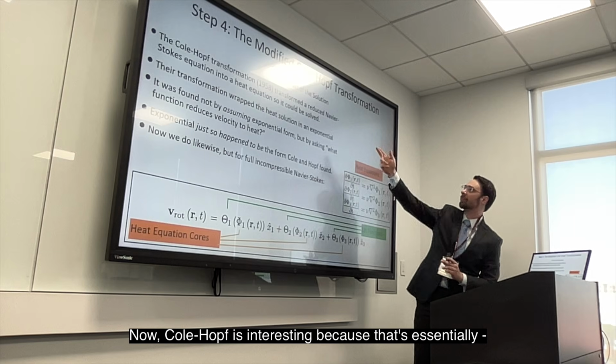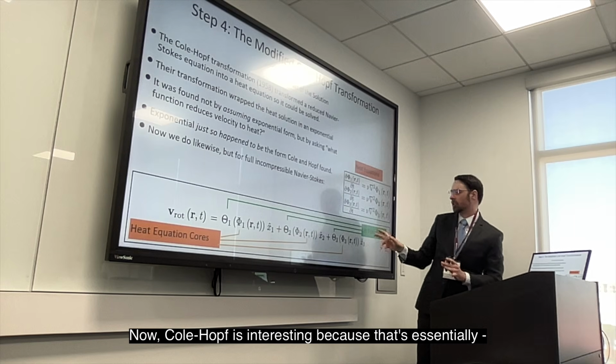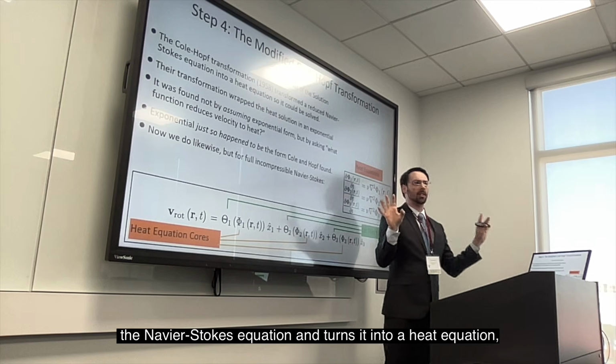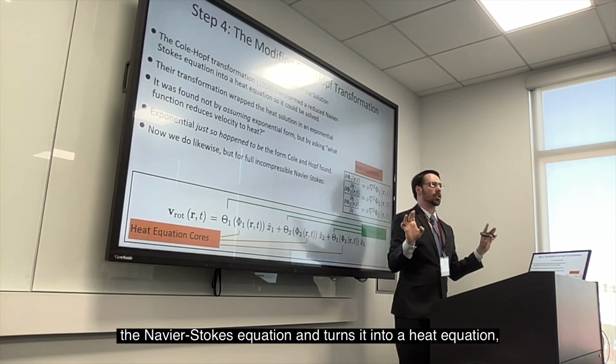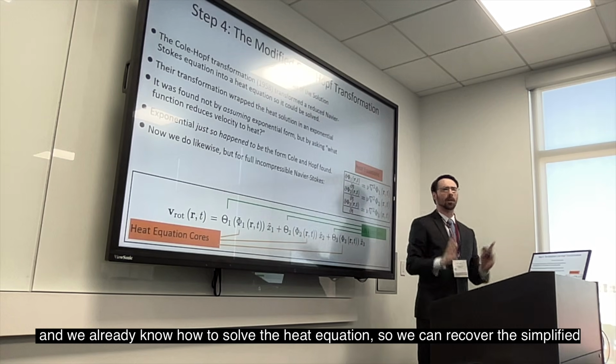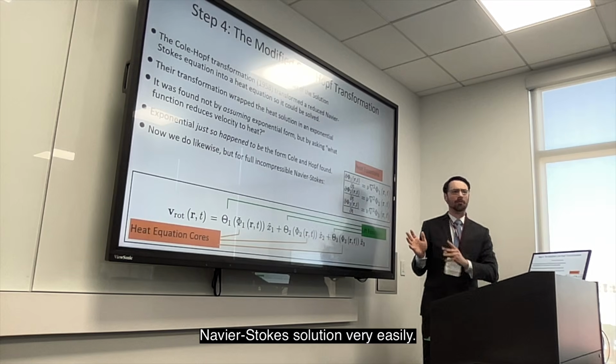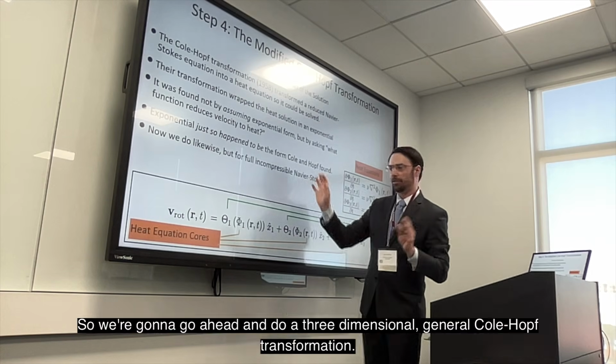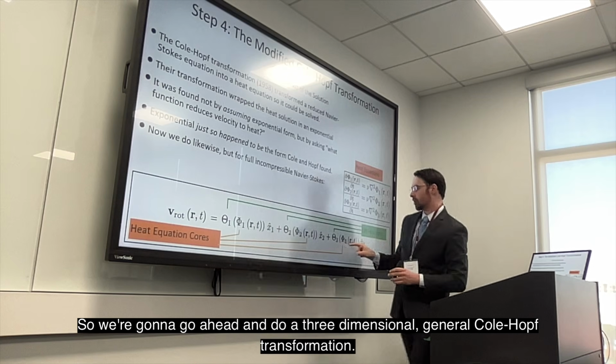Now Cole-Hopf is interesting because the Cole-Hopf transformation takes a stripped down version of the Navier-Stokes equation and turns it into a heat equation, and we already know how to solve a heat equation, so we can recover that simplified Navier-Stokes solution very easily. Now here's the thing. That's not general enough. So we're going to go ahead and do a 3-dimensional general Cole-Hopf transformation.